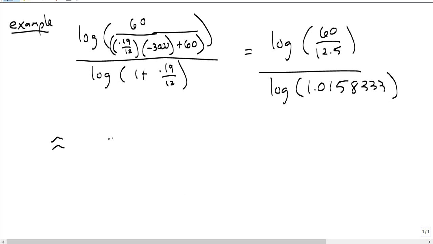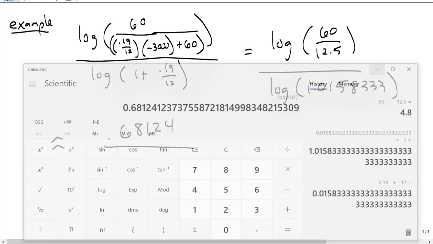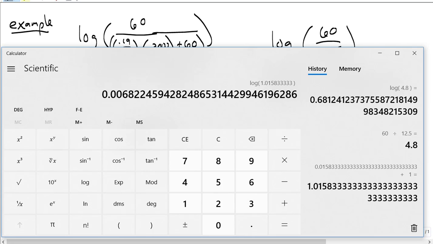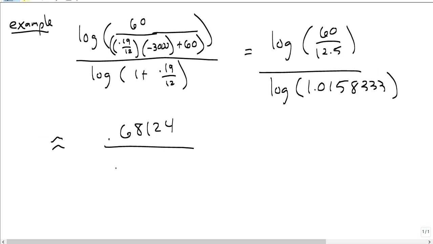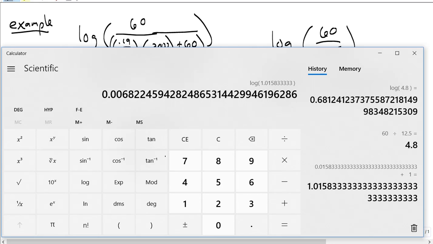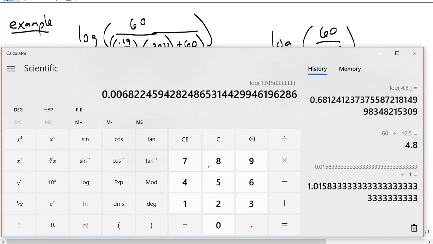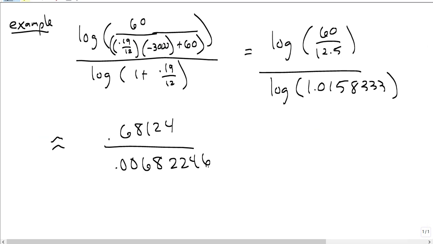0.68124, and then down below we have this 1.015833333, and we log that, and we get 0.00682246. I like to find where there's sort of a 9, and that's where I'm going to stop. Again, you could type this in straight. I'm going to show you the trick that I really love.